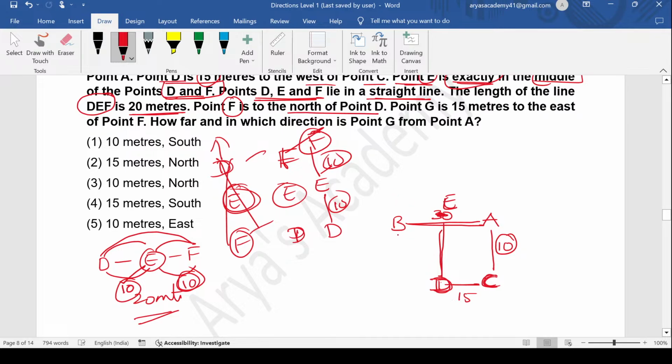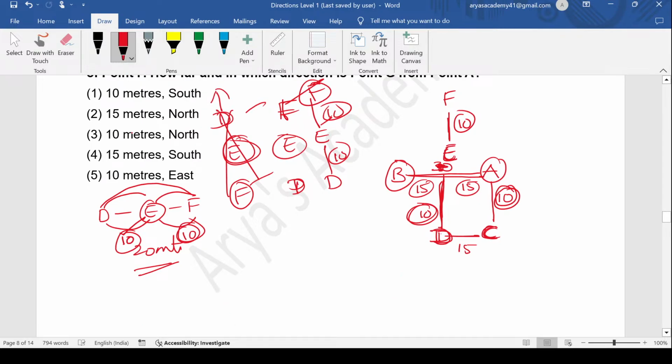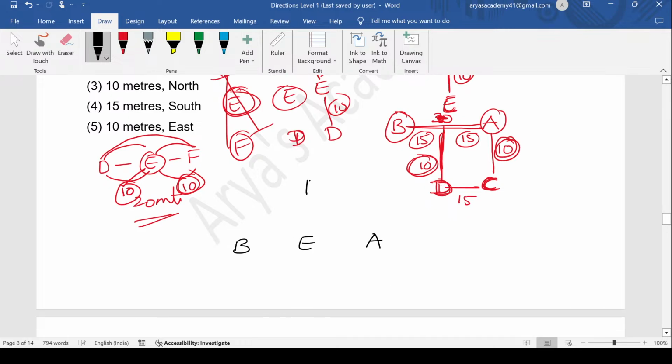But remember, the distance between B and A is 30. This is 15 and this is 15. So here comes point E. This distance is how much? 10 meters. This is 10 and this is also 10. Between E and F also there is a distance of another 10. So finally our diagram stands out to be like this. I am writing it again to make you clear. B, E, A followed by here comes F, D, E, F are in straight line and C is here.